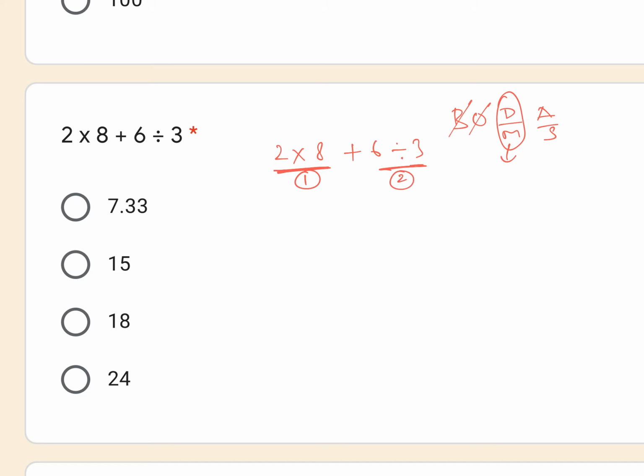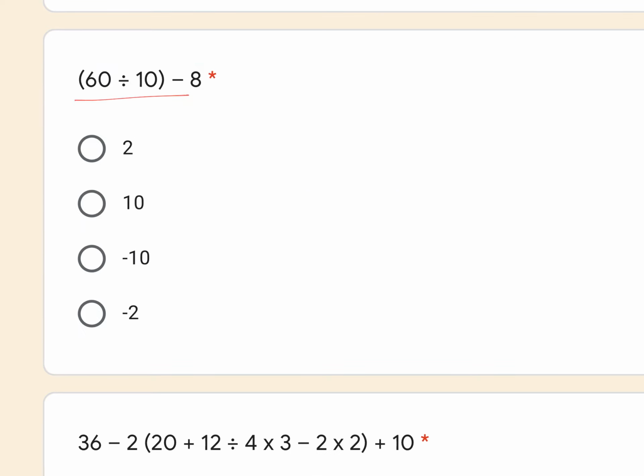So 2 times 8 is 16 plus 6 divided by 3 is 2, right? So 16 plus 2 gives 18. The next one is 60 divided by 10 minus 8.